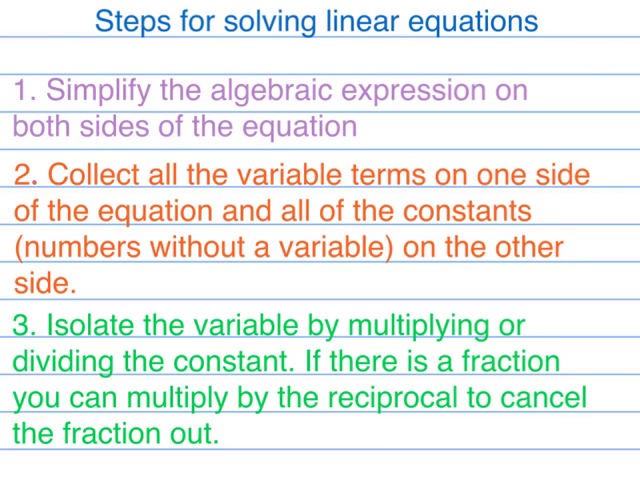So step 3 would be to isolate the variable by multiplying or dividing the constant. So if the variable has, for example, 4x, you would divide both sides by 4 to get the variable all by itself. If there is a fraction in front, you'd multiply by the reciprocal. So if your constant is being multiplied by 3/4, then you multiply both sides of the equation by 4/3, and that cancels the fraction out. After you isolate the variable, then you have the solution. So step 4 would be to just check your solution. So you just plug your solution back into the original equation.